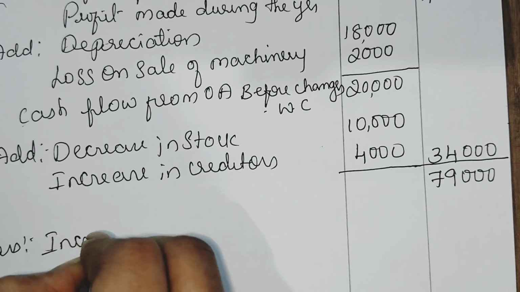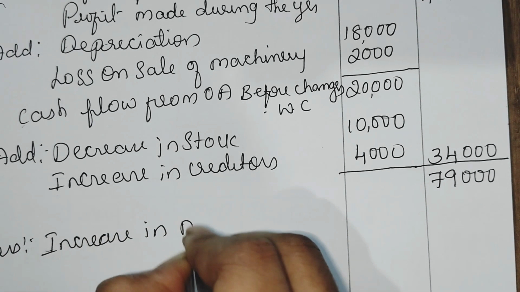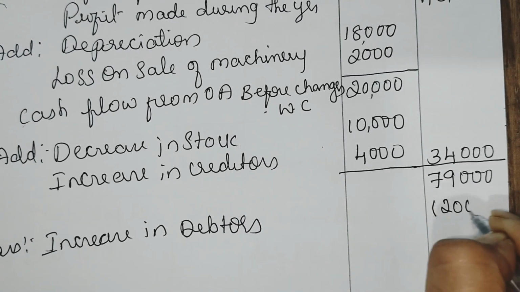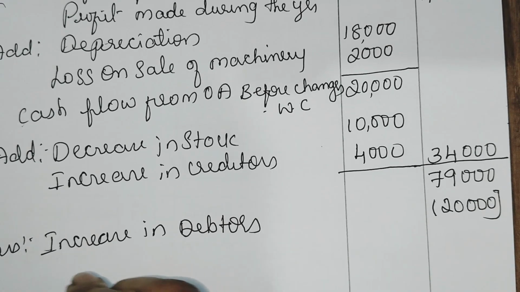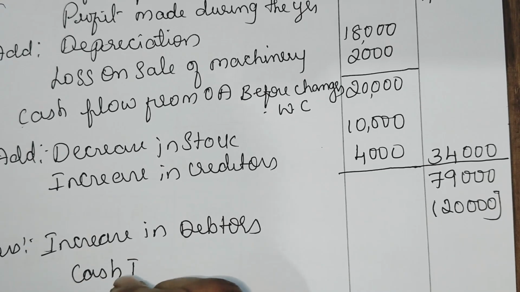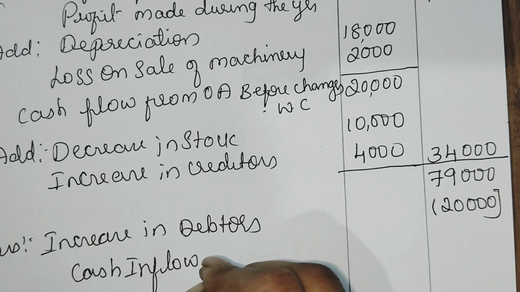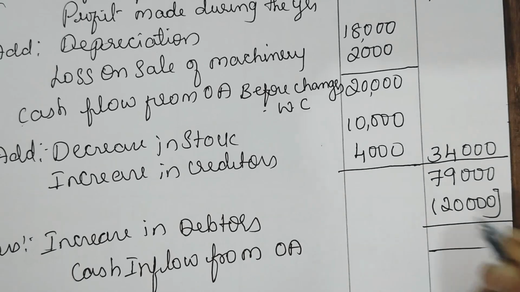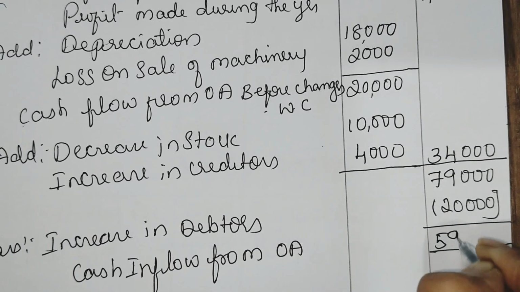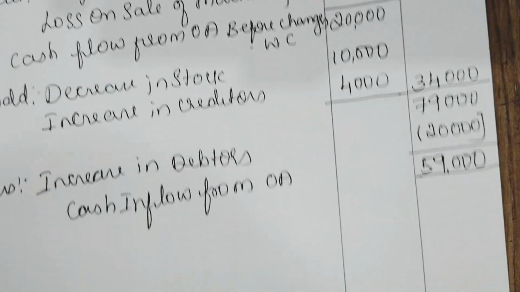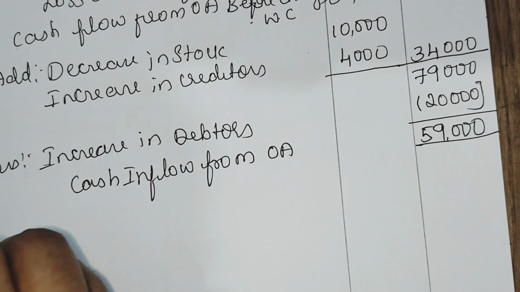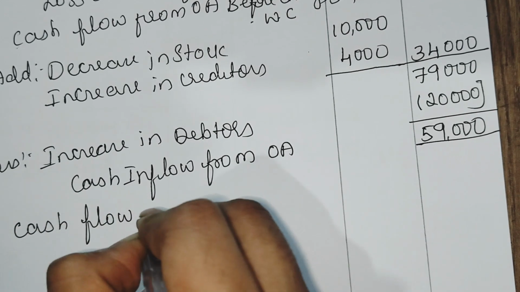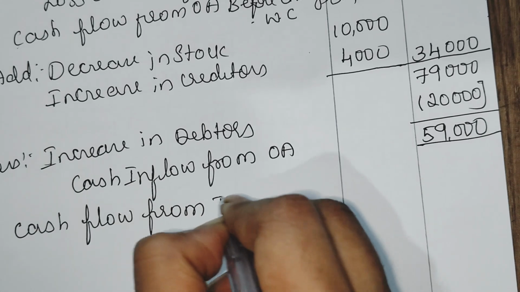Now less: increase in debtors, 20,000. There is no decrease in any liability. Cash inflow from operating activity is 79 minus 20, 59,000. Then next we have the second, investments. Cash flow from investment activity.